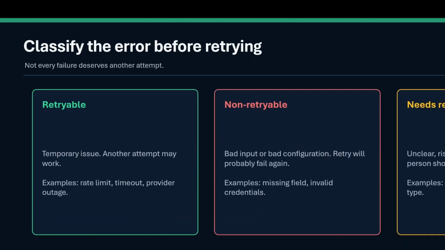Now, as I mentioned before, one of the first things you have to worry about is whether or not that error is worth retrying. So you have to classify the error before retrying, because not every failure deserves another attempt. What could be something that you could retry? A temporary issue. If it's a temporary issue, a server issue, or rate limiting, then it's worth trying again. You can try again to see if it works. Now, if it's bad input, for example, or bad configuration, then it's going to fail over and over. So there's no point in trying.